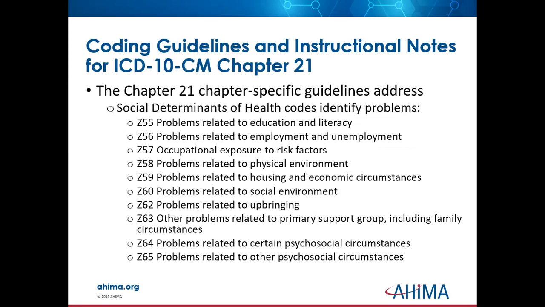We also have this type of breakdown for all the health status codes related to social determinants of health. This includes Z55, problems related to education and literacy, Z56, problems related to employment and unemployment, risk factors, and others.